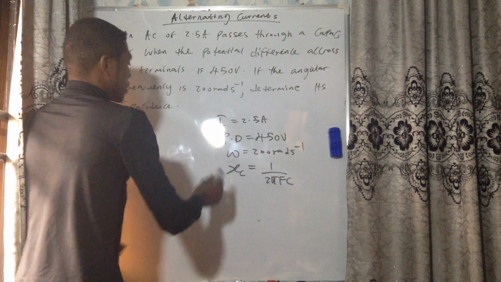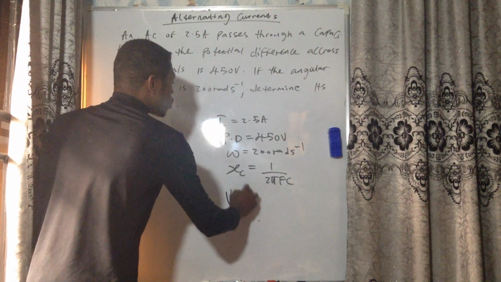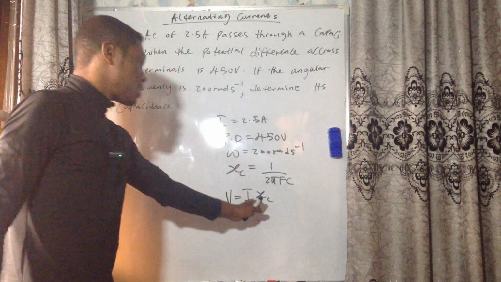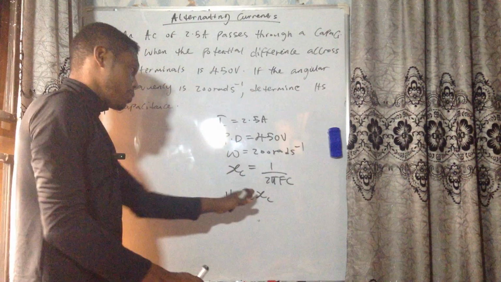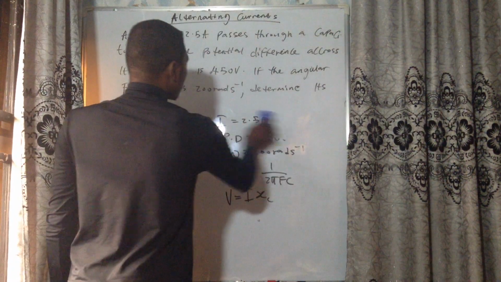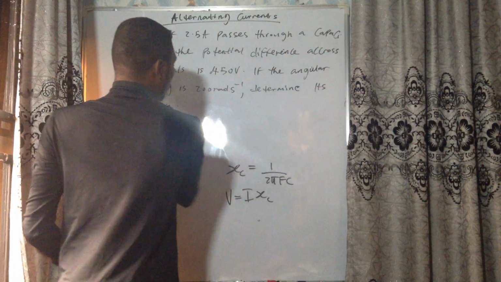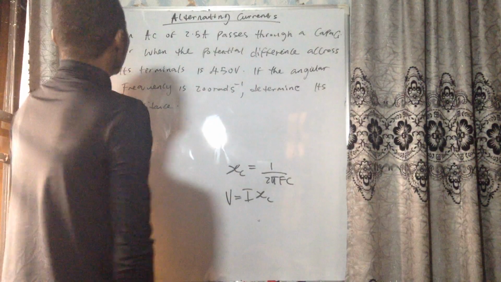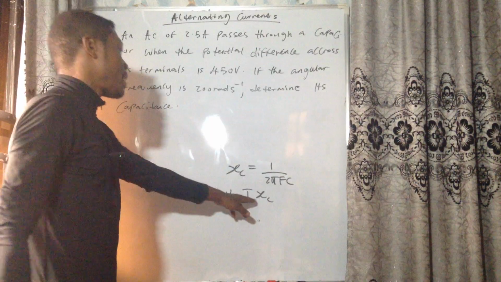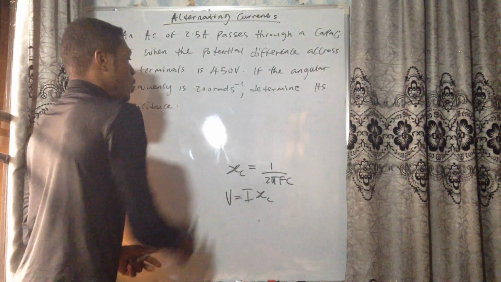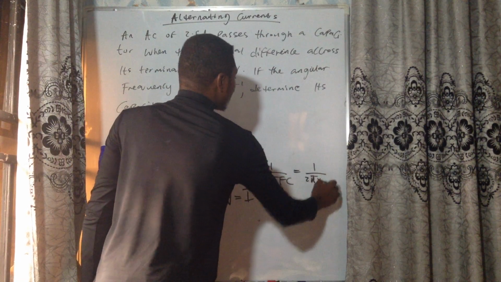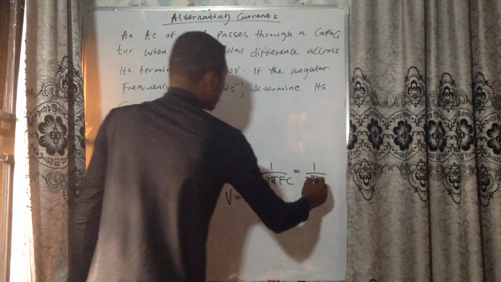From Ohm's law, we have that V is equal to I XC. Treat this thing as resistance, like I said earlier. We call it reactance instead of resistance. So using this formula, V equals I XC, we are to determine the capacitance. First of all, we find XC. Now XC is equal to 1 over 2 pi fC, which is 1 over 2 pi times the frequency.